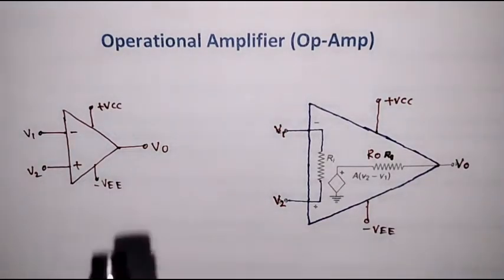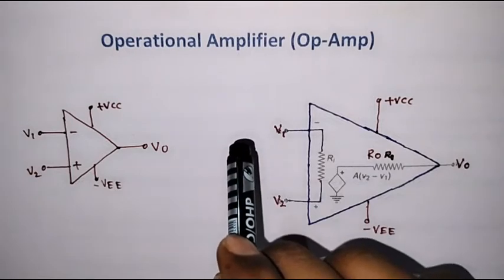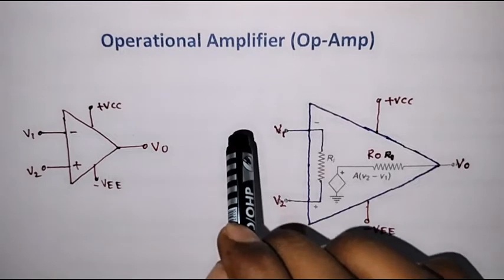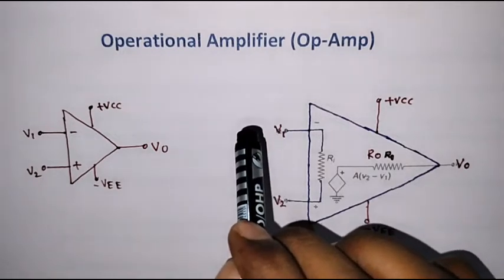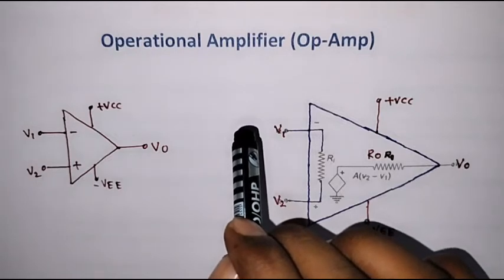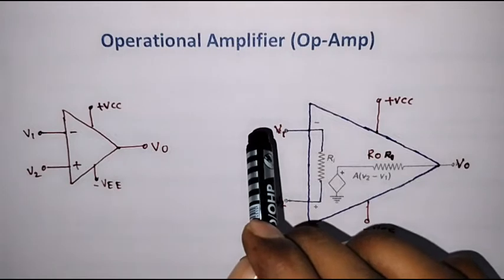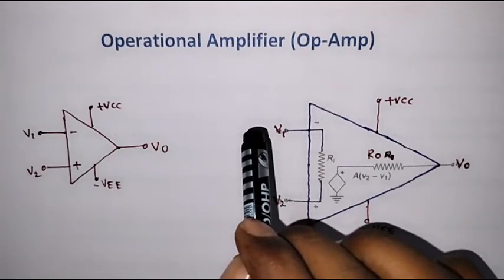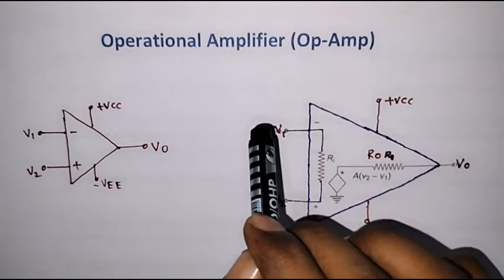Op amp is called operational amplifier because in earlier days it was used in analog computers to perform mathematical operations such as addition, that is summing, differentiation, integration and inversion, etc. An op amp is basically a very high gain direct coupled amplifier with high input impedance and low output impedance.